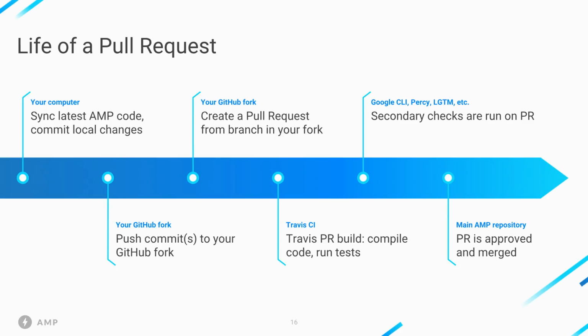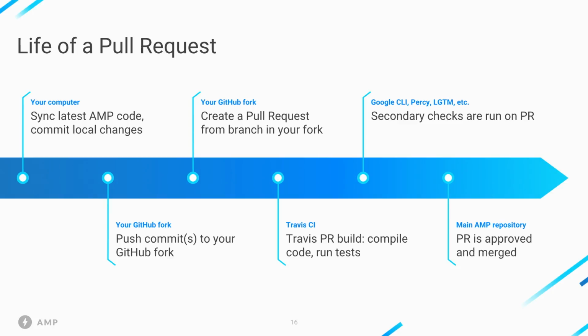But once you have the intention of making that change appear on the main AMP project AMP HTML repository, that's when you create a pull request. So the third step is from your GitHub fork, using the main master branch of the AMP repository as the baseline, you create a pull request. And so the incoming changes from your branch show up on GitHub as a pull request.